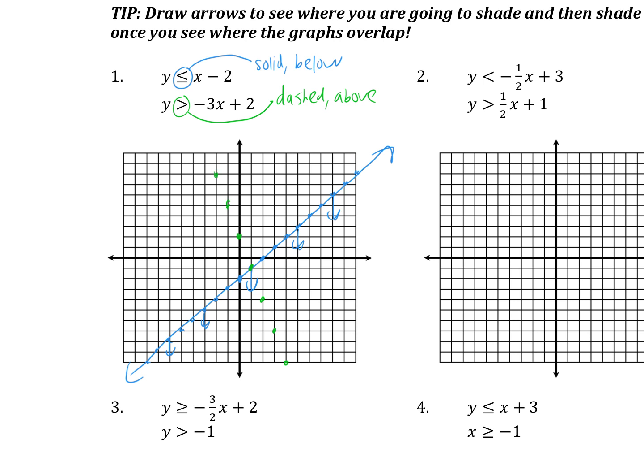And so it's a dashed line, so we make a dashed line here. All right, and it's shaded above. So I'm just going to draw some arrows going straight up from a bunch of points here to see where they overlap. Can you guys see where these are going to overlap? What do you guys think?